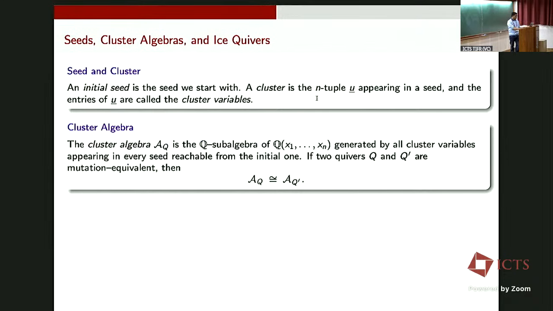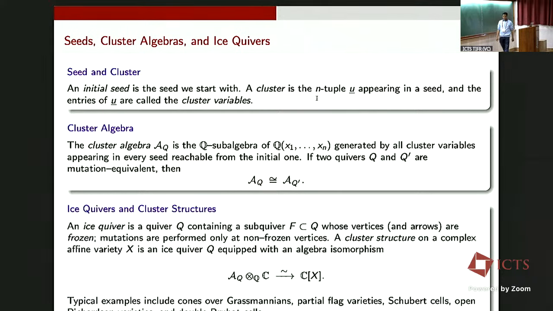The initial seed is the seed we really start with, and the cluster is the n-tuple u bar which appears in a single seed, and the entries of u bar are cluster variables. The cluster algebra is the Q-subalgebra of the field of fractions generated by those variables. If there is a mutation equivalence between 2 quivers, then the cluster algebras are isomorphic. This was Fomin-Zelevinsky's first paper.